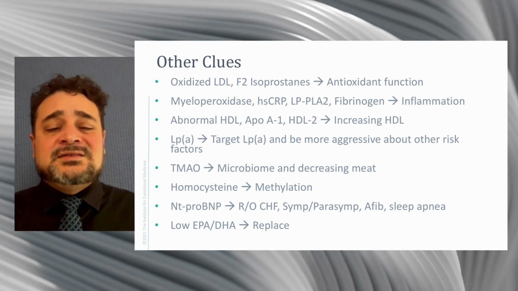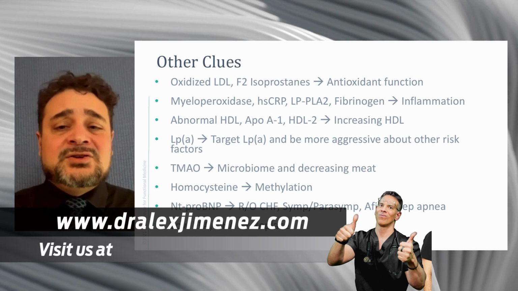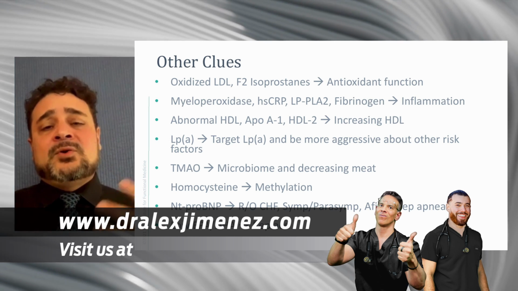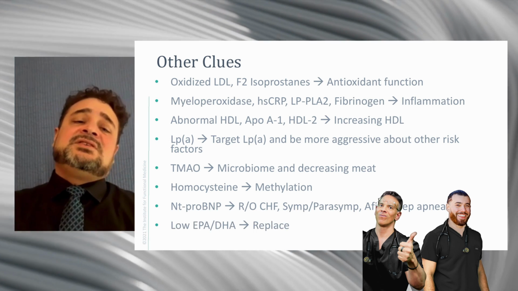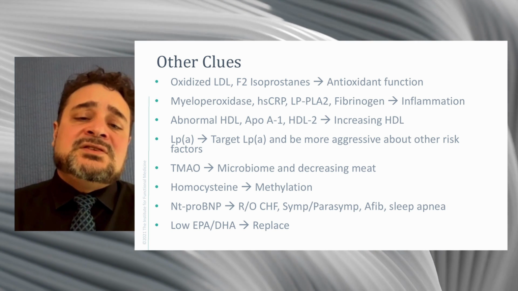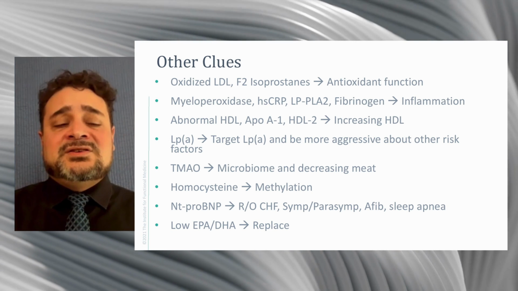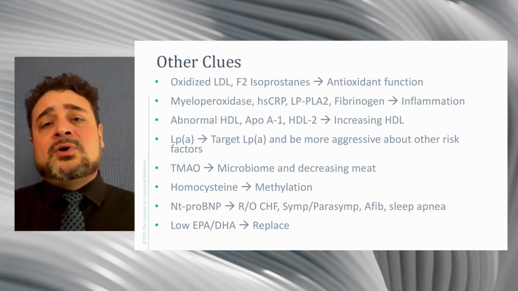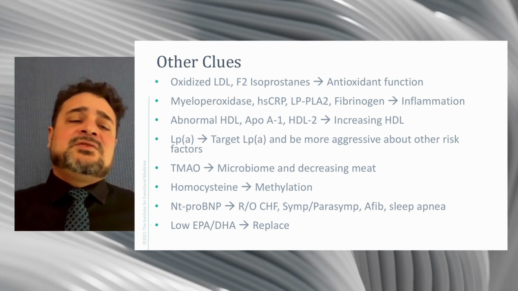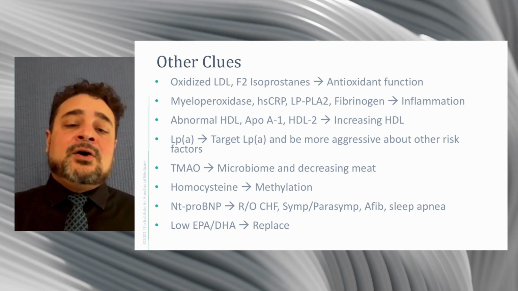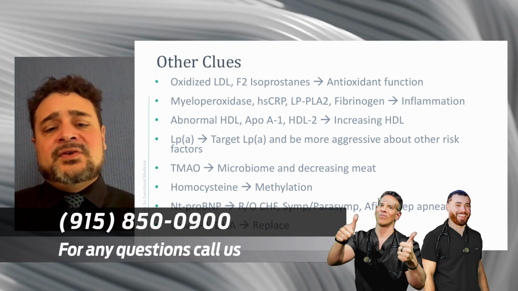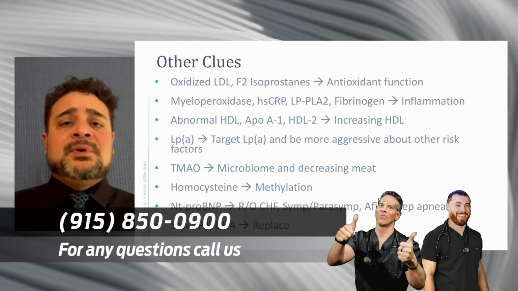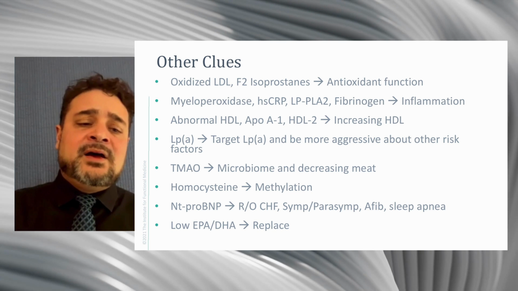If they have myeloperoxidase, high sensitivity CRP, LP-PLA2 or fibrinogen, I'm going to work on inflammation. If they have abnormal HDL, ApoA1, HDL2, I'm going to work on increasing HDL. If they have Lp(a), I'm going to target Lp(a), and I'm going to be more aggressive about risk factors. If their TMAO is elevated, I'll consider decreasing meat, but I'm also going to work on gut and gut microbiome.